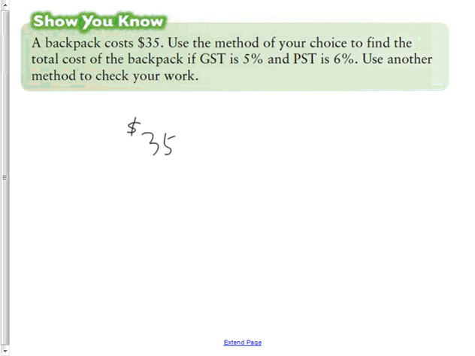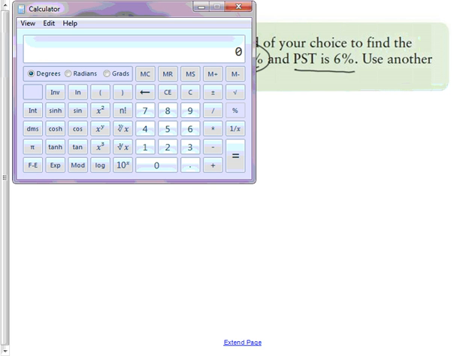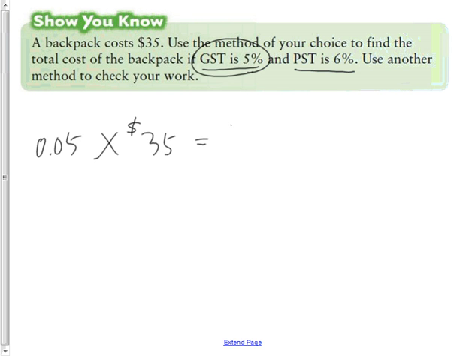So the first thing we're going to do is, because these two taxes are separate, we're going to first add on the GST to your price. So we're going to first do 5%. What is 5% as a decimal? It's 5/100ths. So 5% of 35. I guess we could do that mentally as well, but we're just going to use a calculator. So 5% of $35 is $1.75. That's going to be representing our GST.